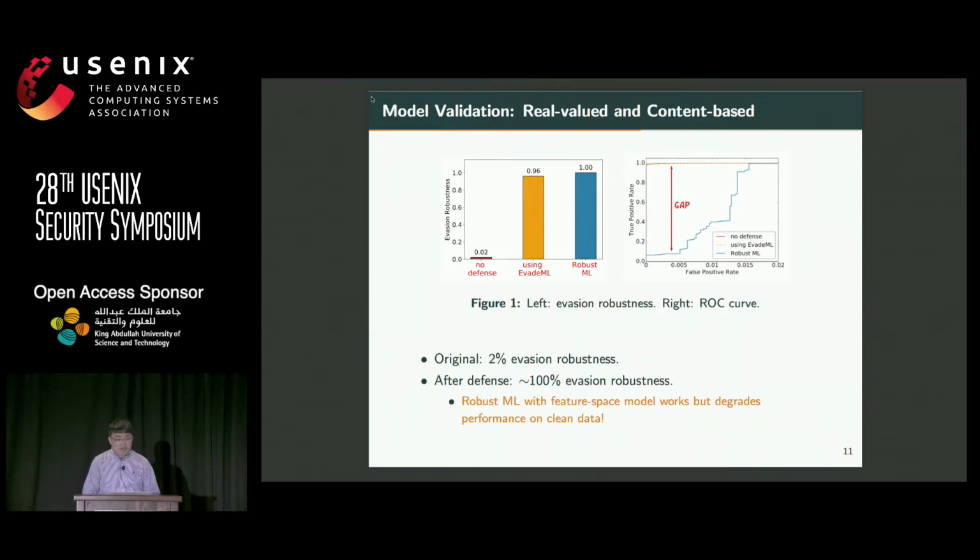However, when we use either InvadeML or the feature space attack model to retrain the classifier, we can get almost 100% effectiveness. Thus, using the feature space attack model to get a robust ML, it works. However, on non-adversarial data, we can see a non-negligible gap, which means if we use the feature space attack model to retrain a classifier, a lot of benign PDFs are classified as malicious. So that means the false positive rate is increased.